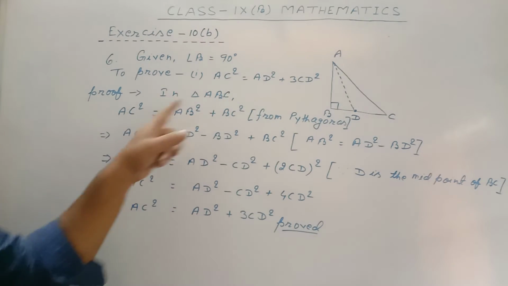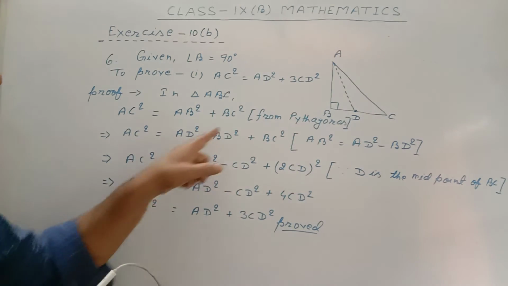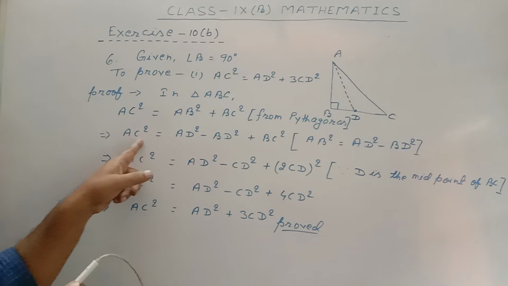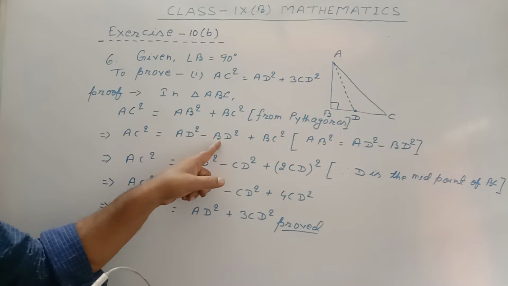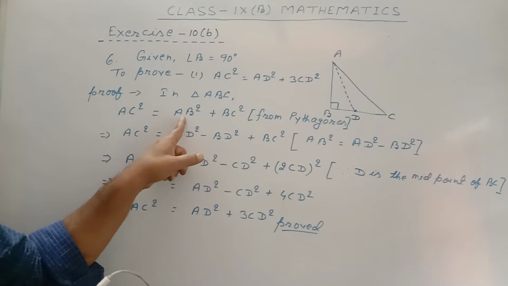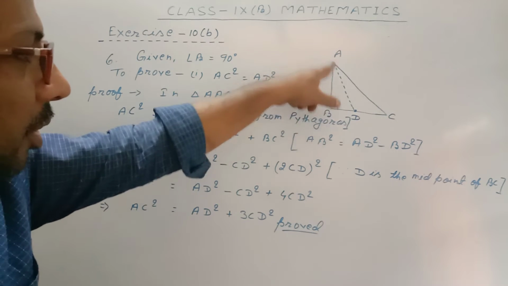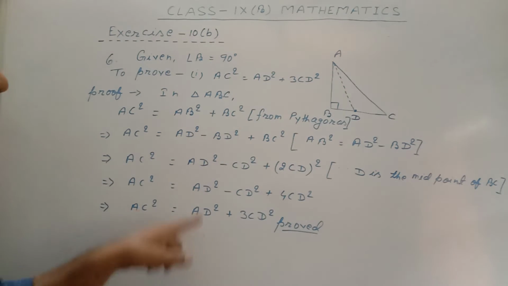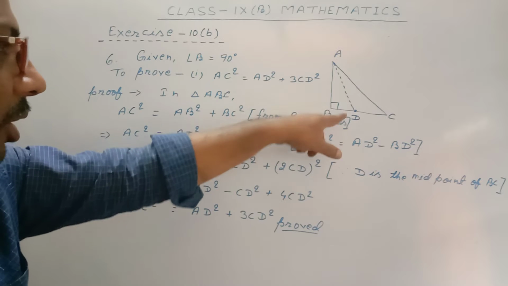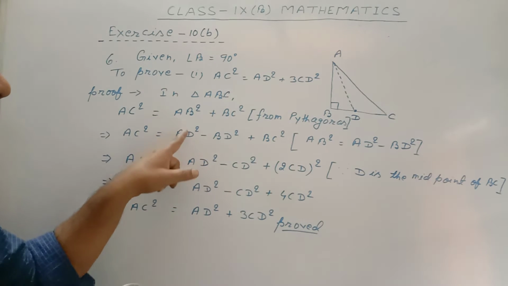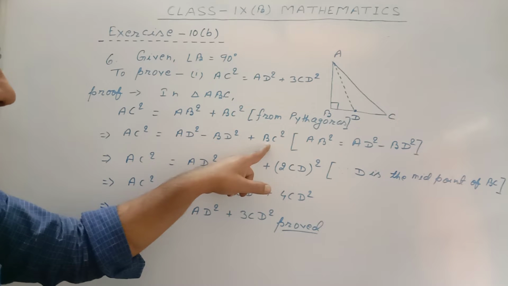Now in triangle ABC, AC square equals AB square plus BC square from Pythagoras theorem. This I have written for AB square: if you see in triangle ABD, AB square equals AD square minus BD square. So in the place of AB square I wrote AD square minus BD square, plus this BC square.